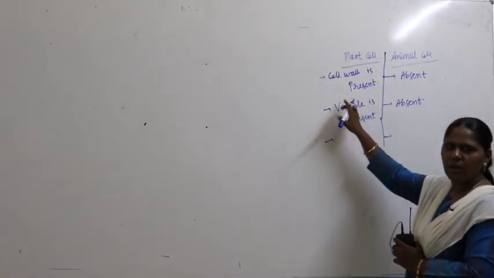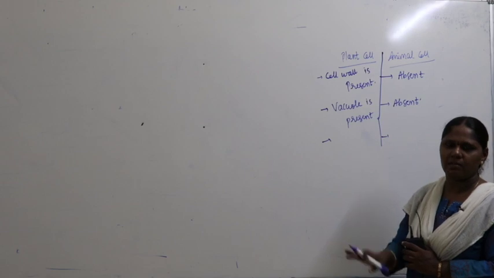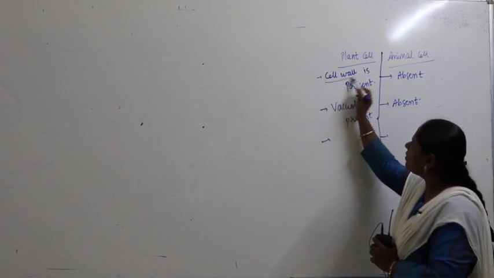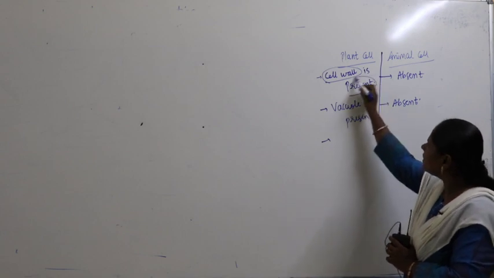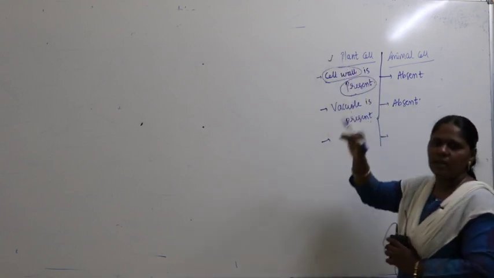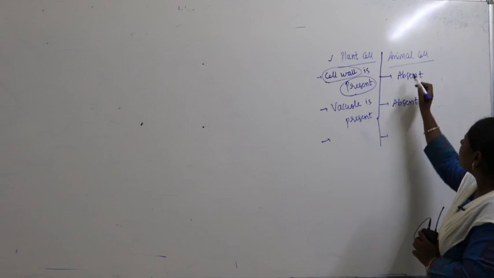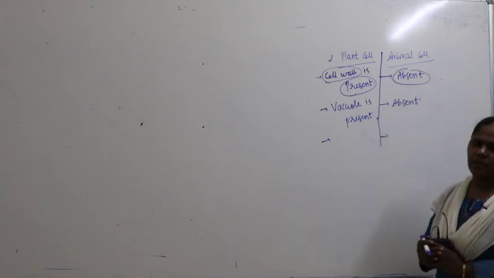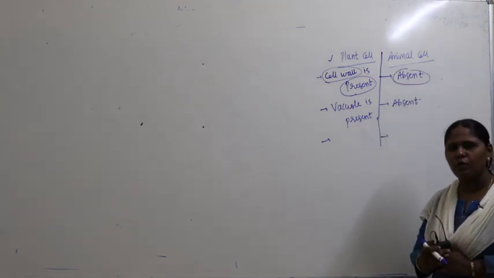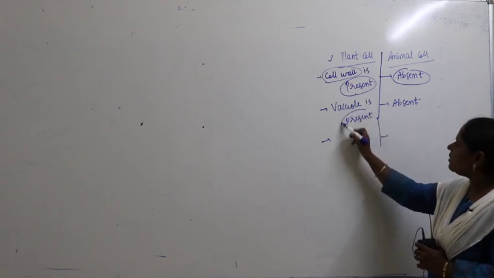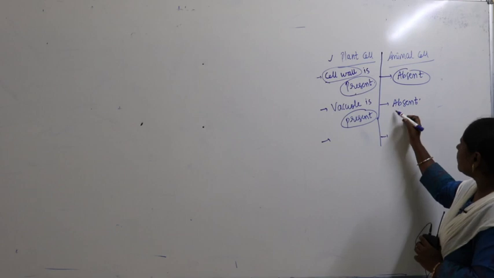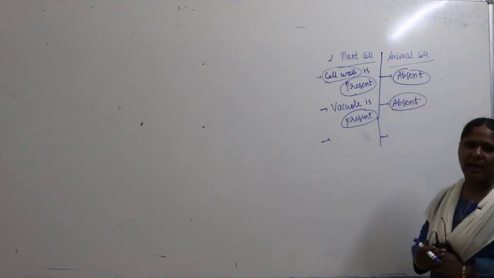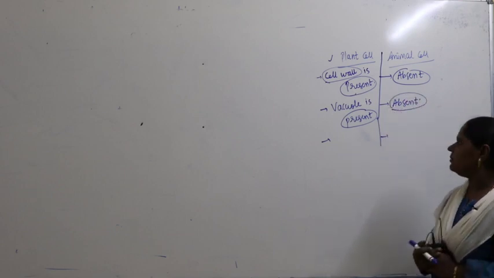So what's the first thing you have to look for to identify the cell in the microscope? You need to look for the cell wall. Is the cell wall present or absent? If the cell wall is present, then it is a plant cell. If the cell wall is absent, then it is an animal cell. The next parameter we need to look for is the vacuole. If the vacuole is present, then definitely that is a plant cell, and if the vacuole is absent, then that will be an animal cell.